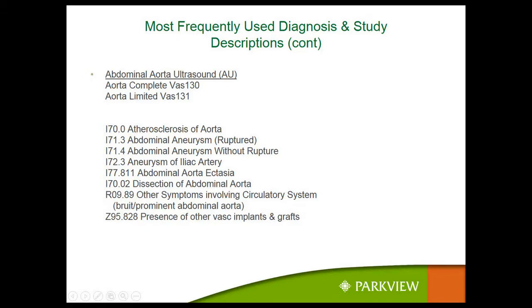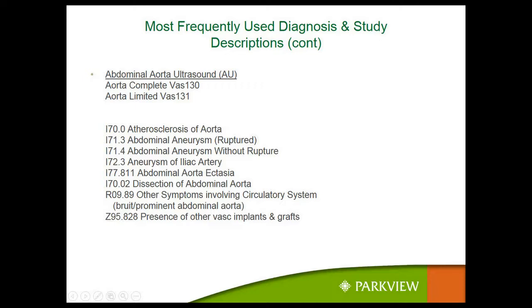These are the reasons: atherosclerosis of the aorta, which is basically our plaque buildup, aneurysm without rupture or ruptured, aneurysm of the iliac artery, abdominal aortic ectasia. Again, ectasia is not a true aneurysm. It's just where it sort of enlarges before it narrows, and that can turn into an aneurysm. So that's why we monitor that.